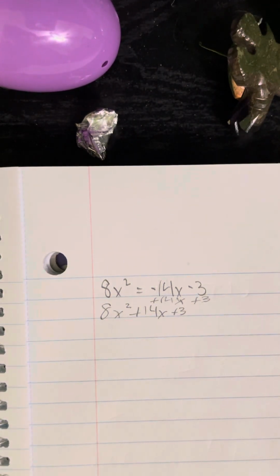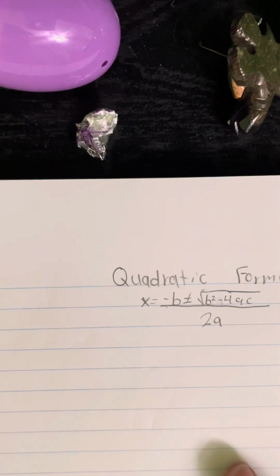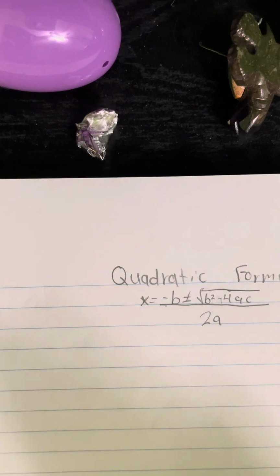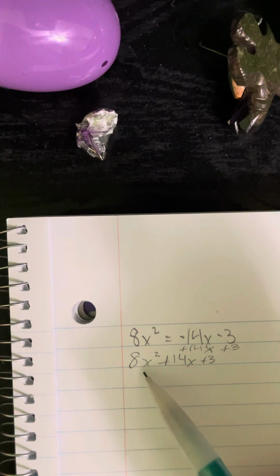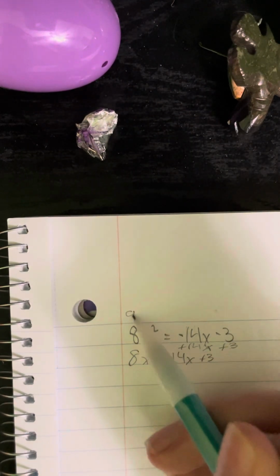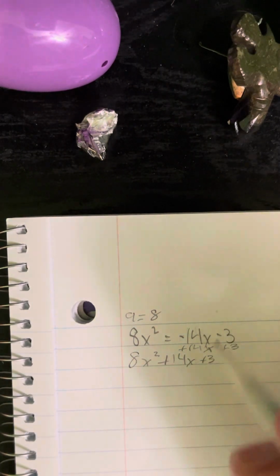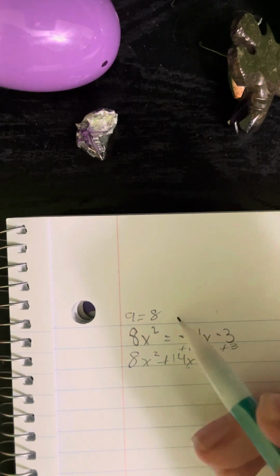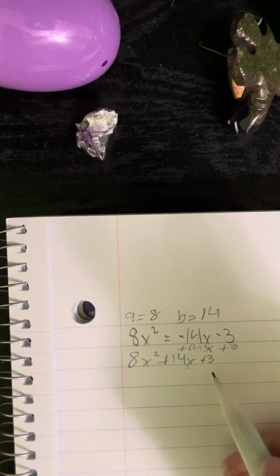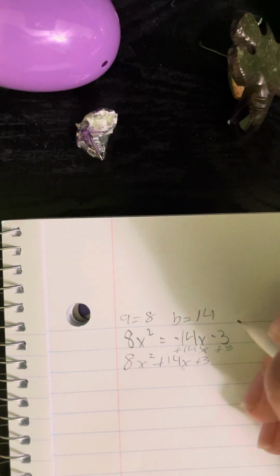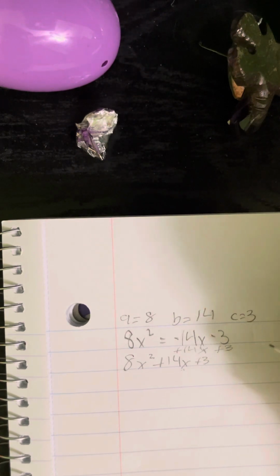Now, in the quadratic formula, it is negative b plus or minus the square root of b squared minus 4ac over 2a. So how we find a, b, and c is that the a is always the x squared. So now our a equals 8. Our b is always the x value, so b will be 14. And our c is always the one without the variable, so our c is going to be 3.